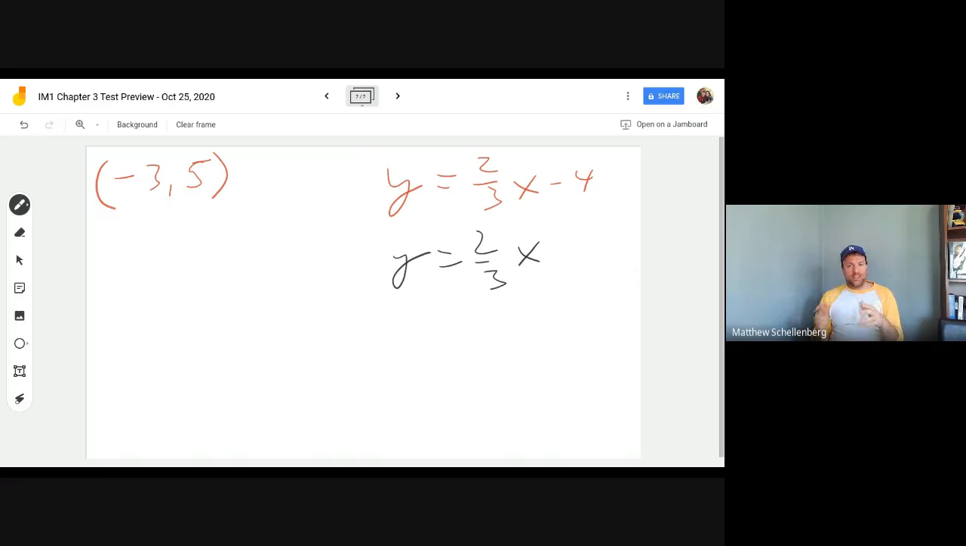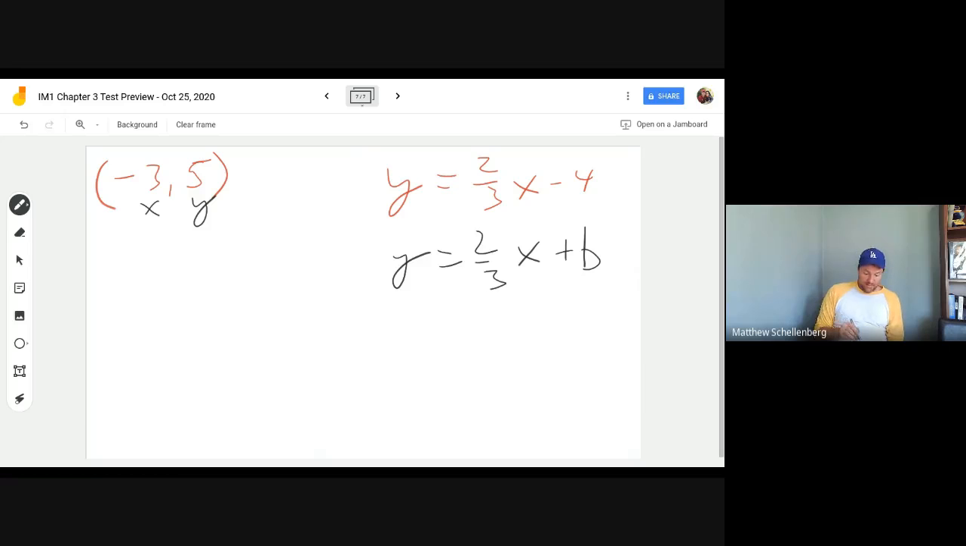So I don't know exactly what it's going to be, but if you get at least this first part, you'll probably get half credit. I don't know how generous your teacher will be, but you can at least get this part. Well, we don't know the b. So what do we do? Well, we do know that every point that's on the line solves the equation of the line. So that means that we can plug this point into the equation and see if we can solve for b.